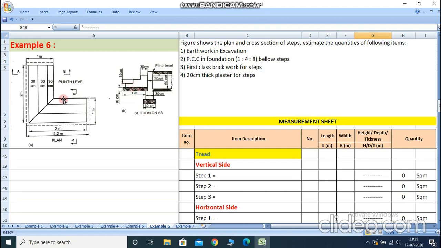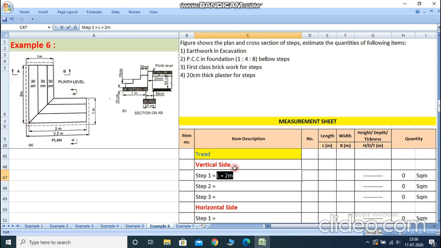So the tread for the vertical side and the horizontal side, both values we calculate separately because here the length is different. So for the tread side, for step 1 we take the first part, the vertical side. So from this corner point to another corner point, the total length of 2 meter is given, and we take only this portion, only the step tread, the first step tread. So see this cursor point, we take only this portion.